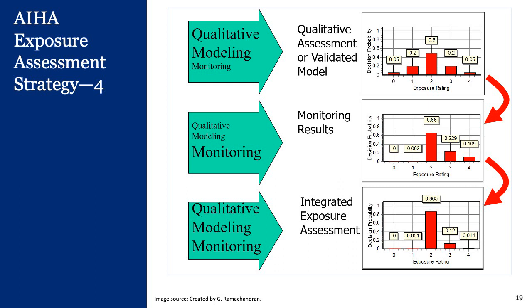But what Bayesian statistics do is integrate the results from the qualitative assessment and the monitoring results. And we'll talk about the Bayes formula later on, but the combination or the integration of the top two charts is shown in the bottom chart. And now this is showing there is an 86.5% probability that it's a category 2 exposure, and there is only 1.4% probability that it could be category 4. So it's a very highly confident category 2 exposure.